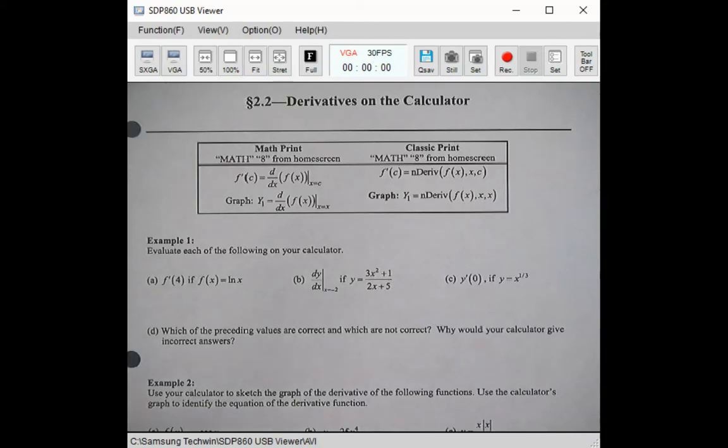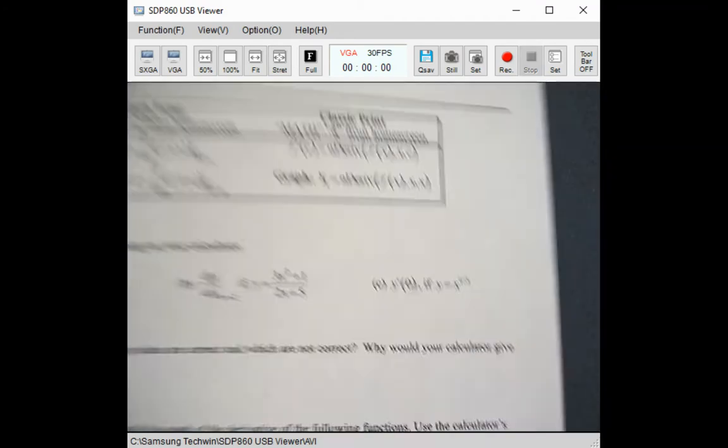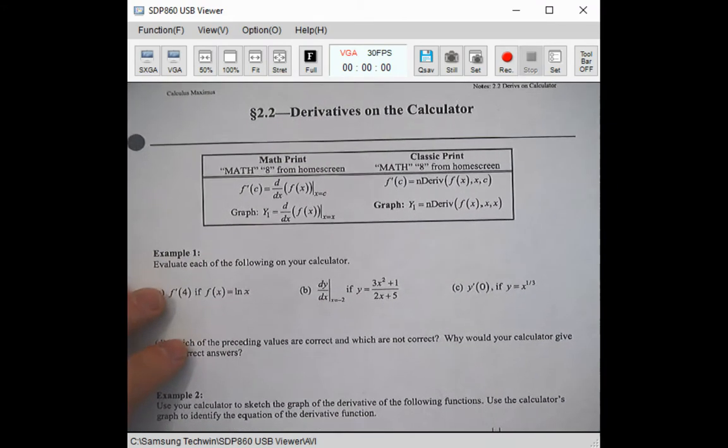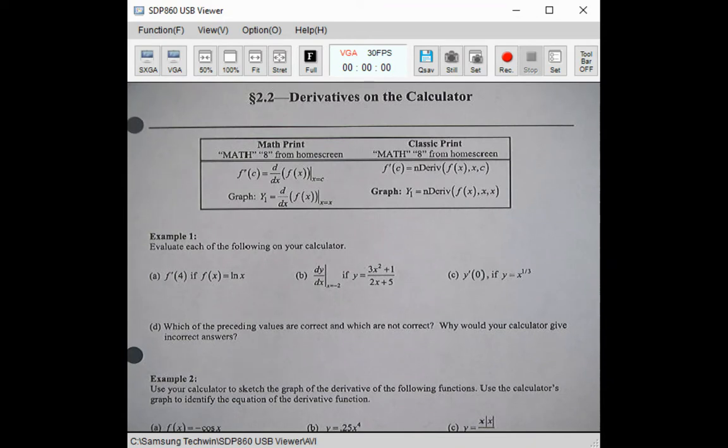Hey folks, today's topic is derivatives on the calculator, and believe it or not, this is a one-page notes, OMG, and we have a one-page homework assignment. Man, this never happens in AP. All right, so how to do the derivatives on our calculator.